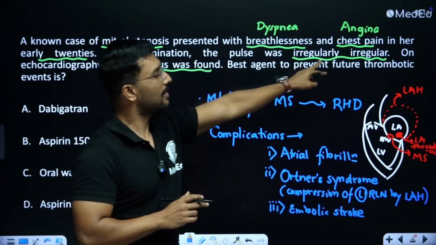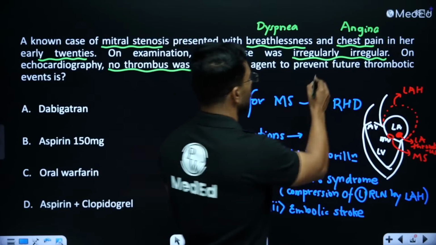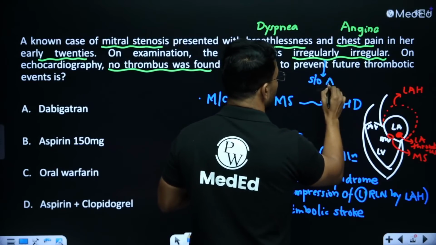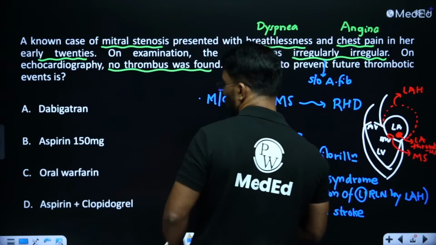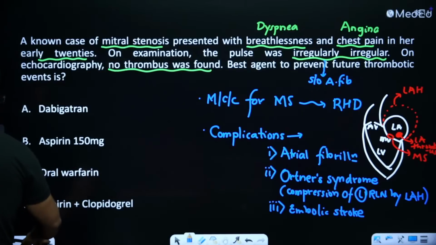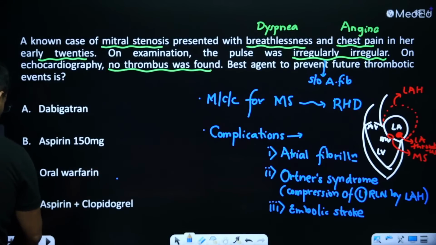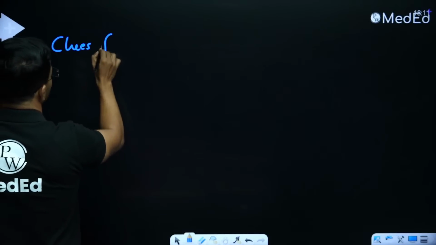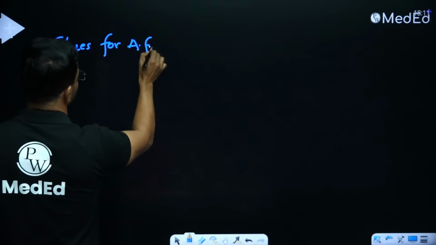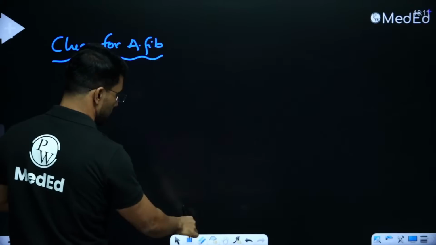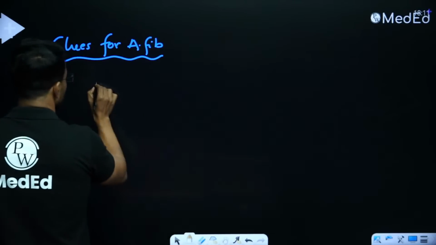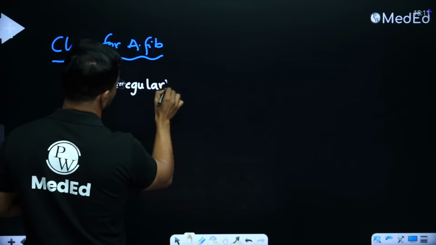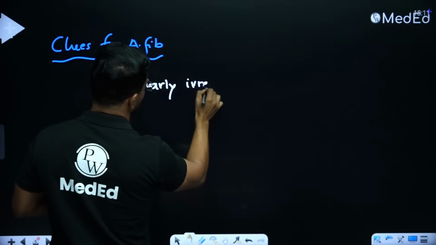The clue here is irregular pulse. So this irregular pulse in the context of mitral stenosis is suggestive of AFib. What other clue the examiner can give in the question? What other clue we can expect in the question? Clues for AFib. So the first clue, as we just discussed, is irregular pulse.